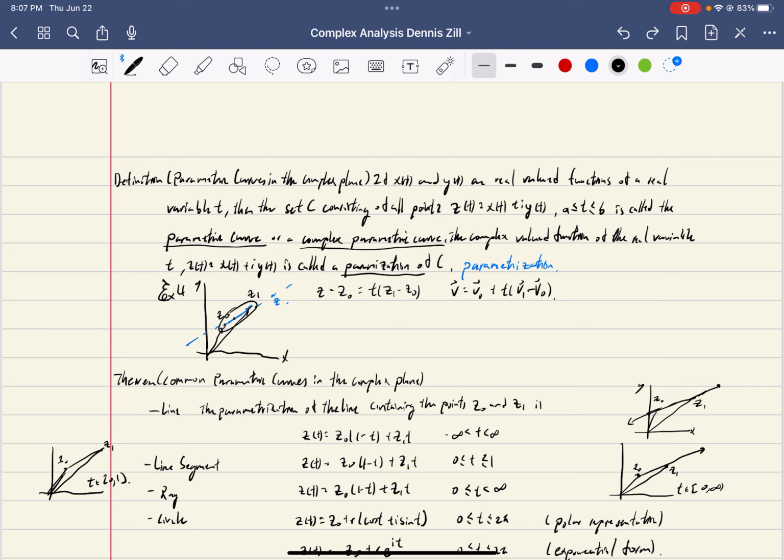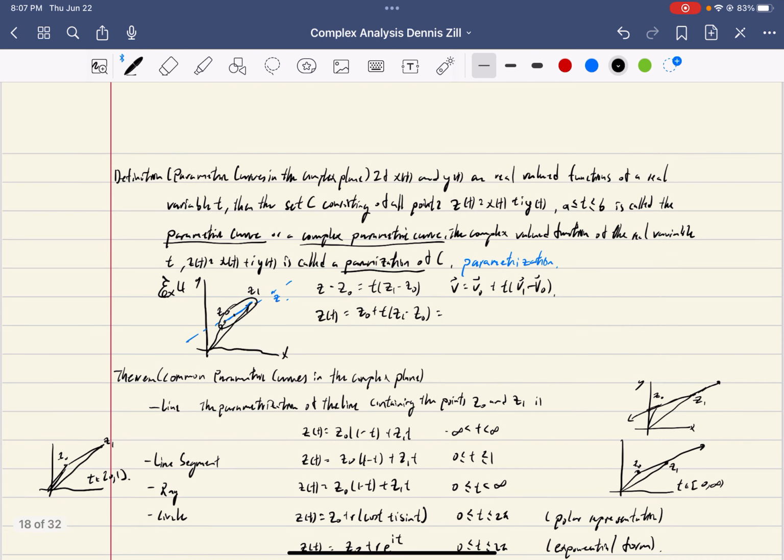if you would add z0 over here, you get this equation, right? I just happen to remember it. And now we say z of t is equal to z0 plus t of z1 minus z0, right? And what that is equal to, we can factor z0, really, right?